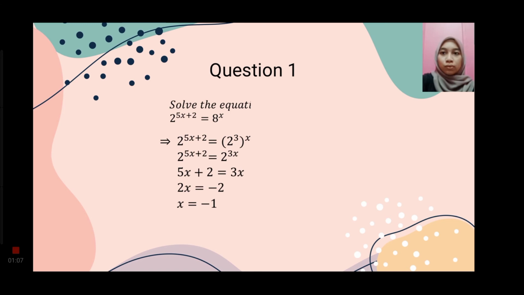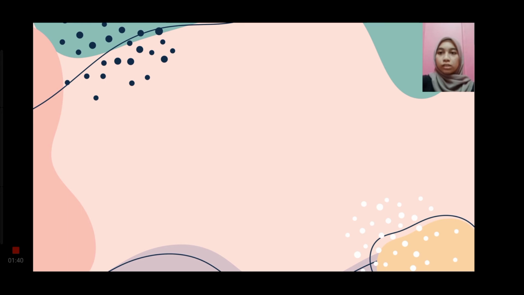Okay, so the left and right sides have the same base, so we can equate the powers. Now we just have 5x plus 2 equals 3x. Then we can solve it by moving the 3x to the left side and the 2 to the right side, so we will get x equals -1. Okay, let's move to the next question.